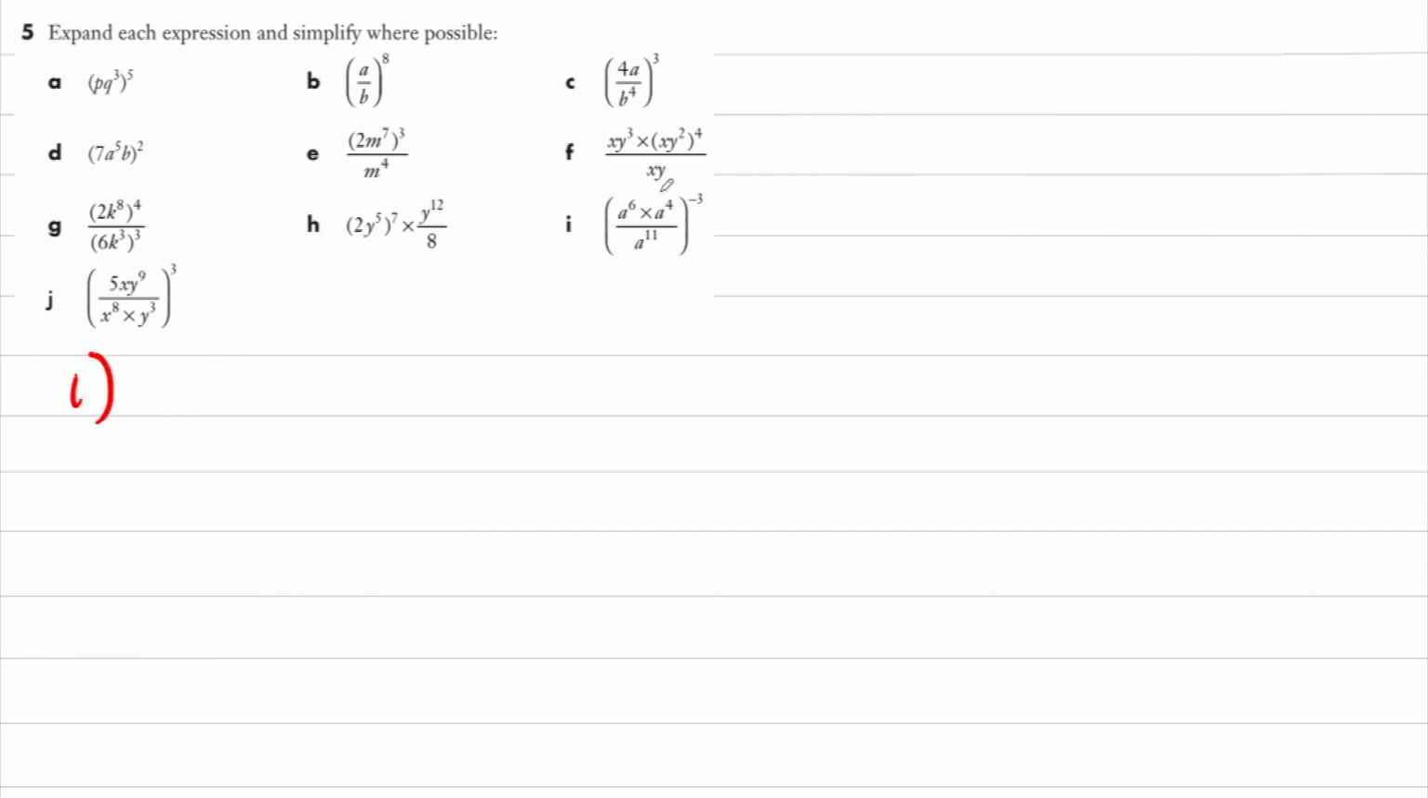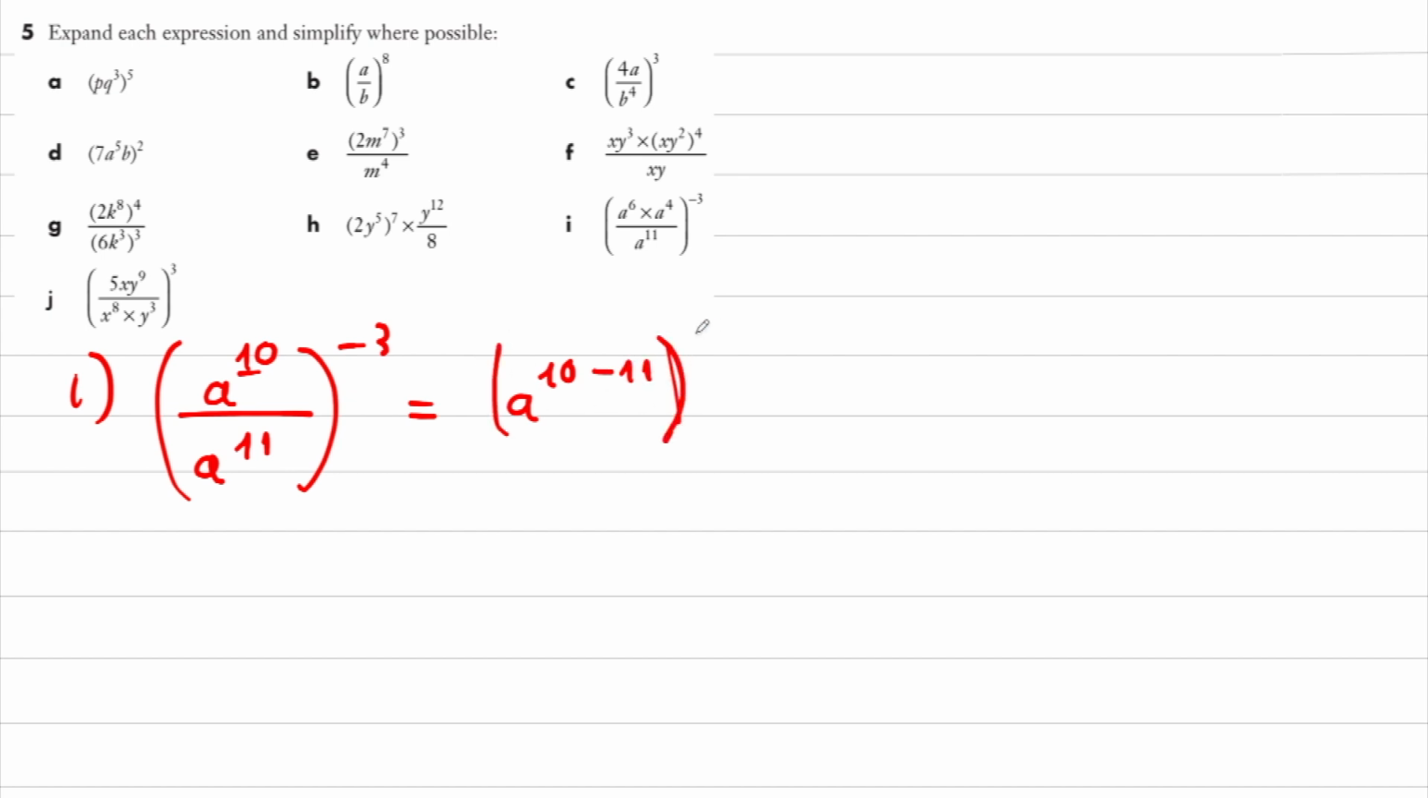Question I, a little complicated. I can see inside the bracket here, I have only indices with base number a. So I will simplify the power number inside the brackets first. I will get here a to power of 10, because 6 and 4 plus together I got 10. And after simplify you got a to power of 10 minus 11, and this is still minus 3 outside this bracket.